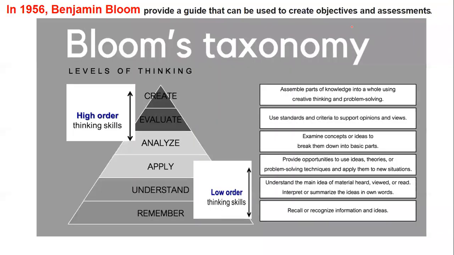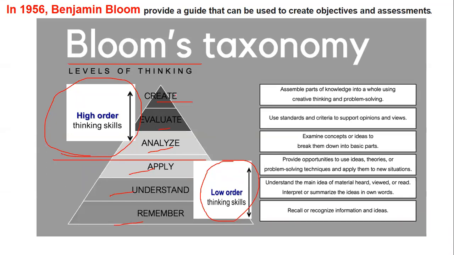Next is Bloom's taxonomy. I have added this purposely just to introduce the concept. I'll be taking one separate lecture on Bloom's taxonomy, but right now I've just added the sequence, that is, which are the higher order skills and which are the lower order skills. It starts with remembering, understanding, applying, analyzing, evaluating, and creating. Creating, evaluating, and analyzing stand under higher order skills, whereas applying, understanding, and remembering come under lower order skills.